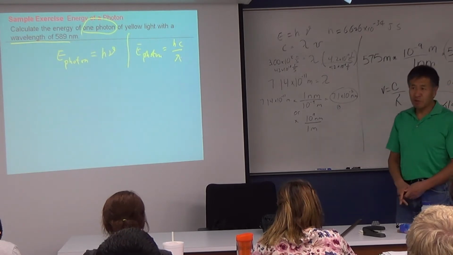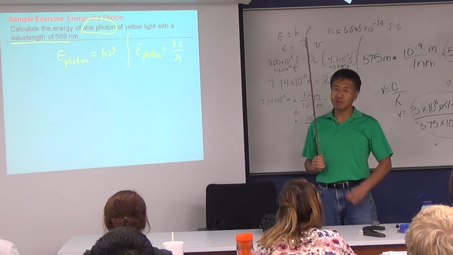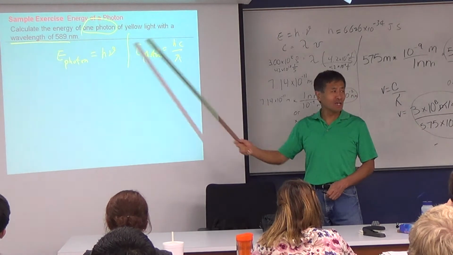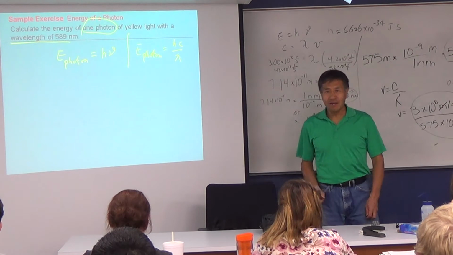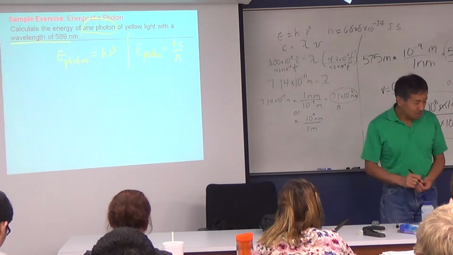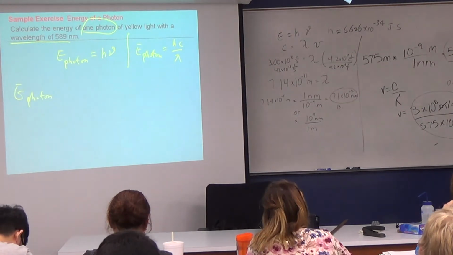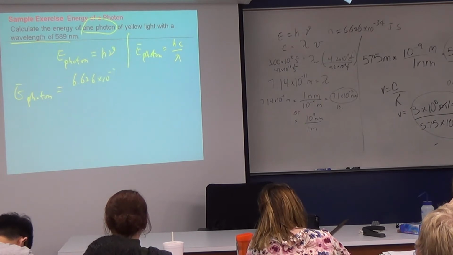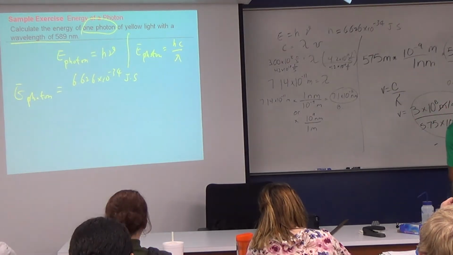Now for this particular problem, what equation shall we use? The first one or the second one? You can use either one, but let's pick the easier, more straightforward one. If I give you the wavelength, use the second one. Now remember what we said, so let's just write this: 3.626. This number cannot change because it's a constant. I just write that.